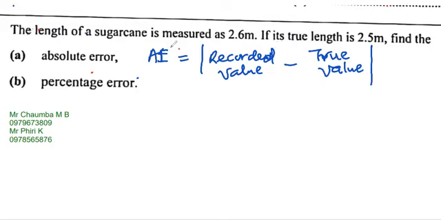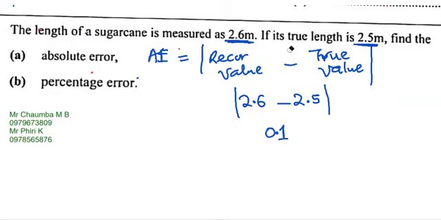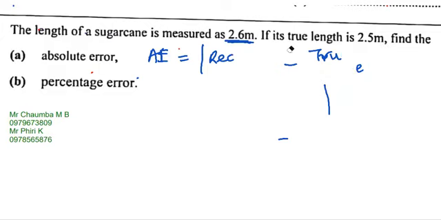The length of a sugarcane is measured. So this is the recorded value here, which is going to be 2.6 minus 2.5. When we do the subtraction here, we end up with 0.1. This is what we call an absolute error. Ladies and gentlemen, I hope you have followed that one.